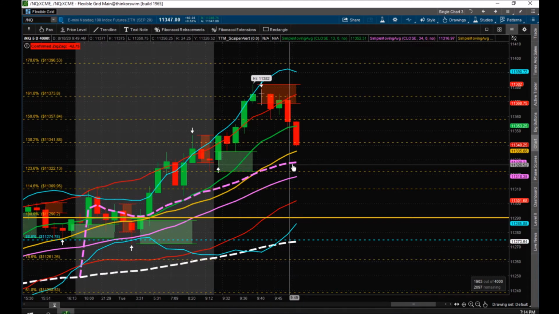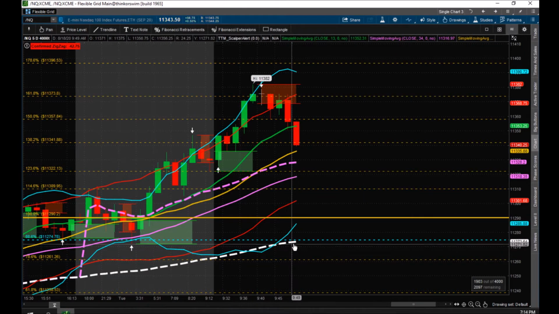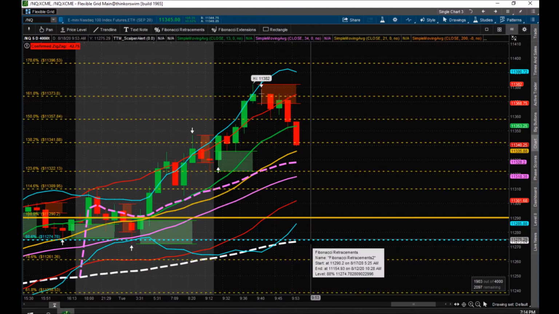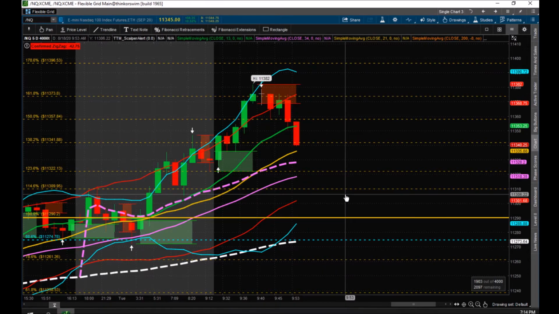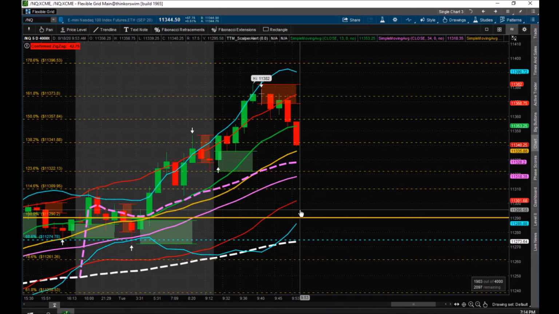My purple dotted line is my daily VWAP, and then my white line is my weekly VWAP. Basically, VWAP is the volume weighted average price that investors are willing to pay. So if you could find an entry on the weekly, and you're looking to go long, you're going to get a good price.